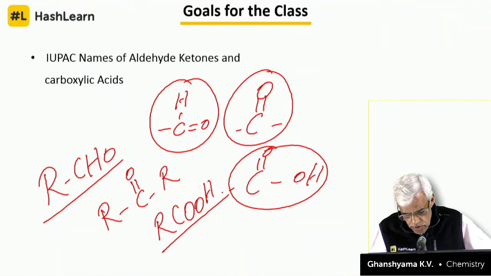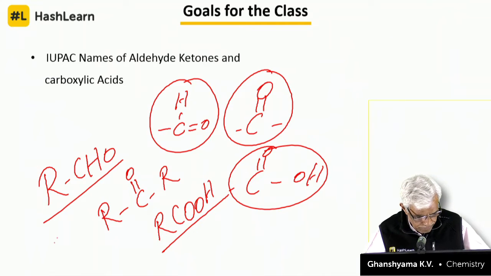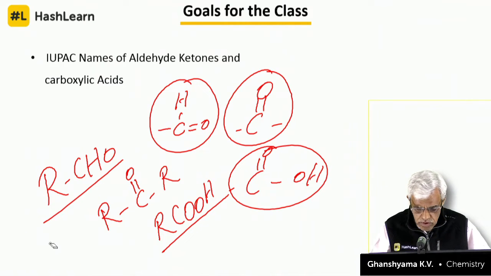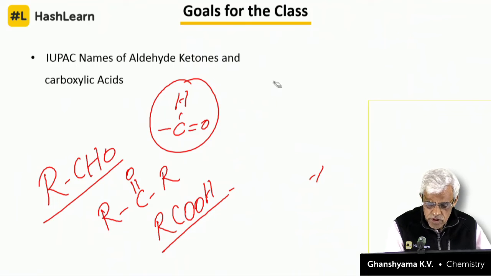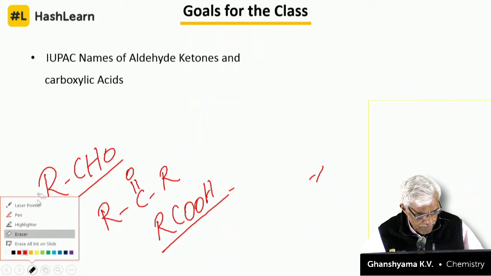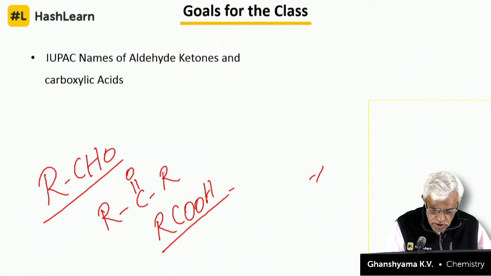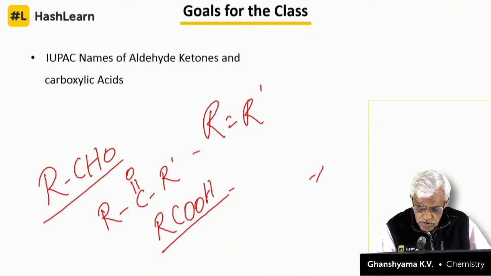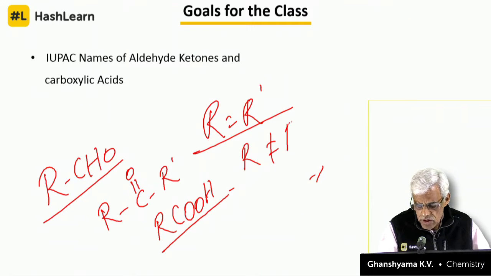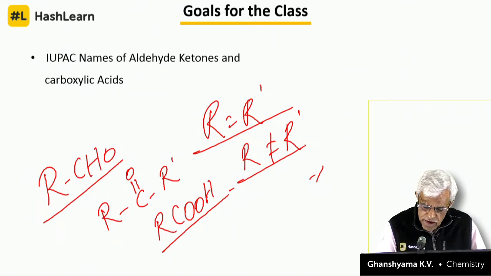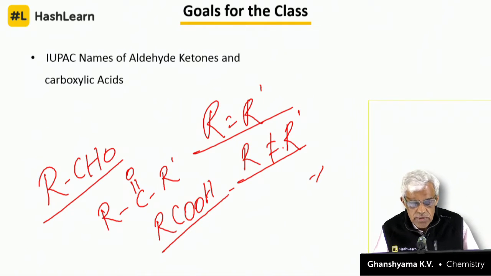Now, in the case of ketones, similar to ethers, if R is equal to R dash, it is a symmetrical ketone. If R is not equal to R dash, it is called an unsymmetrical ketone. So, we have symmetrical ketones and unsymmetrical ketones.